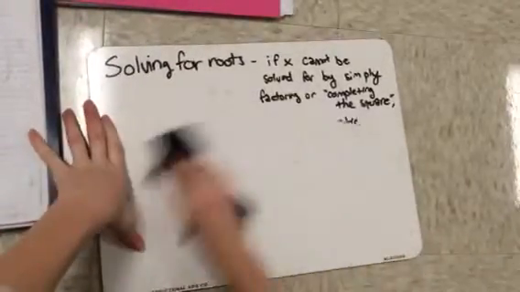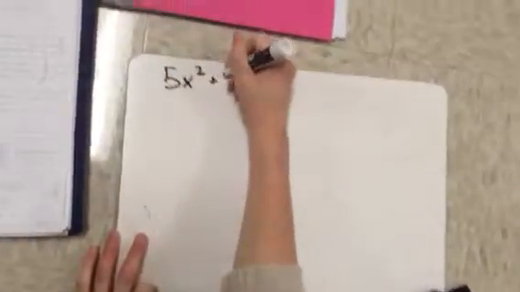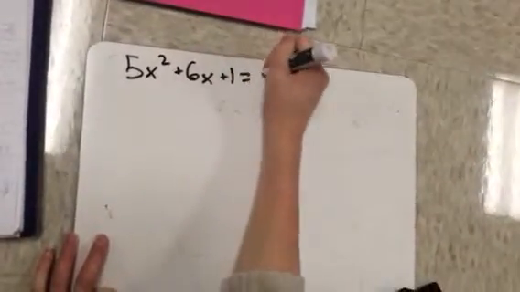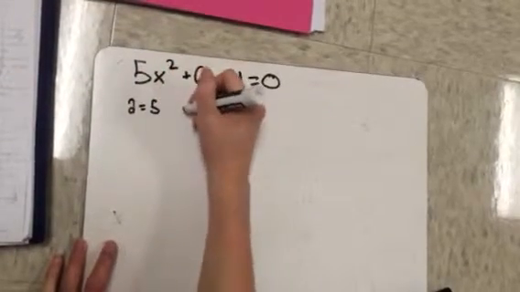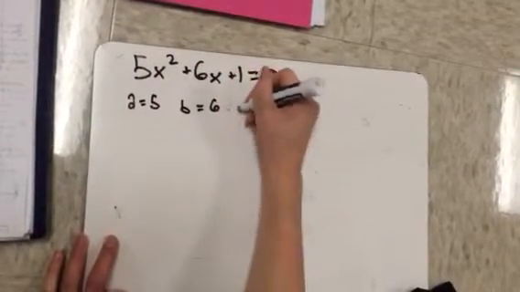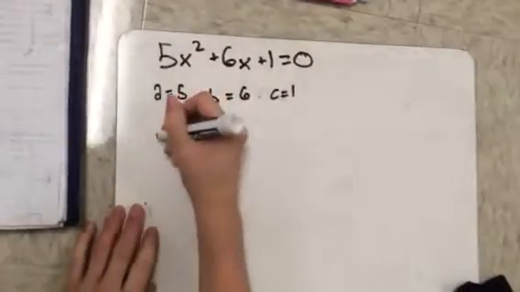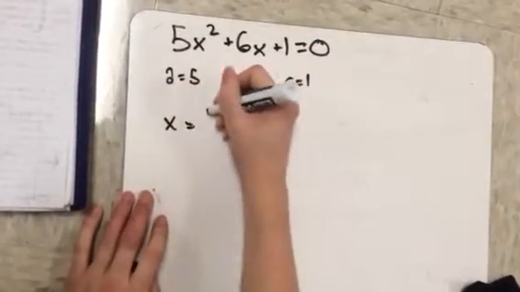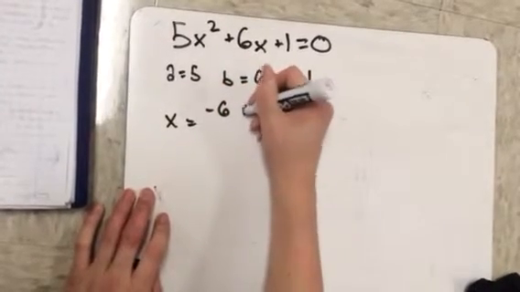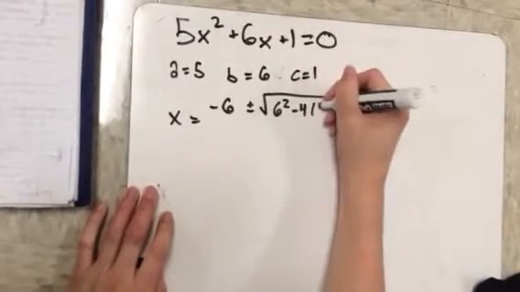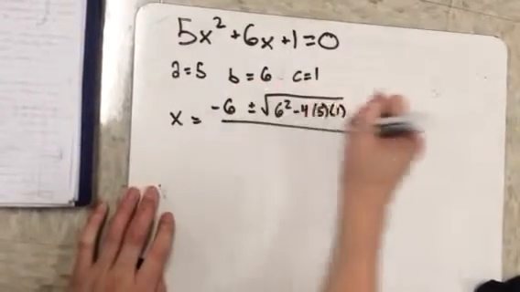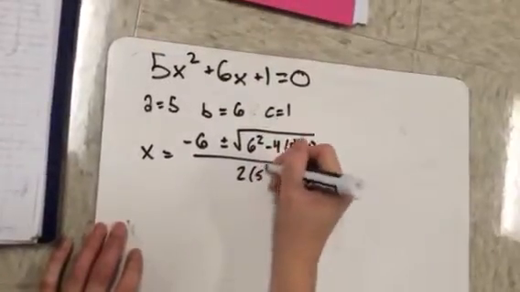We're going to do an example here. Say we have the quadratic 5x squared plus 6x plus 1 equals 0. So what are our variables here? We have a is 5, b is 6, and c is 1. So we're going to plug that into our quadratic formula. So we have x equals negative 6 plus or minus the square root of 6 squared minus 4 times 5 times 1, divided by 2 times 5.